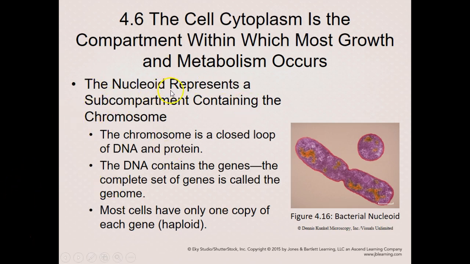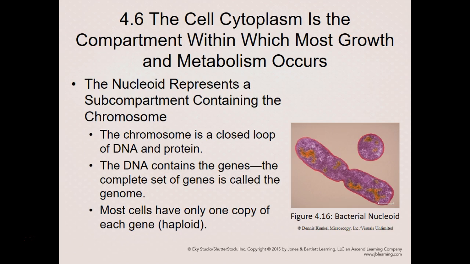Inside the cell, we have a structure known as the nucleoid region. The nucleoid region is where we hold the majority of our DNA. So I should say the majority of the bacterial DNA. Bacterial DNA typically is one single chromosome. It is circular in structure, and it's found in that nucleoid region.